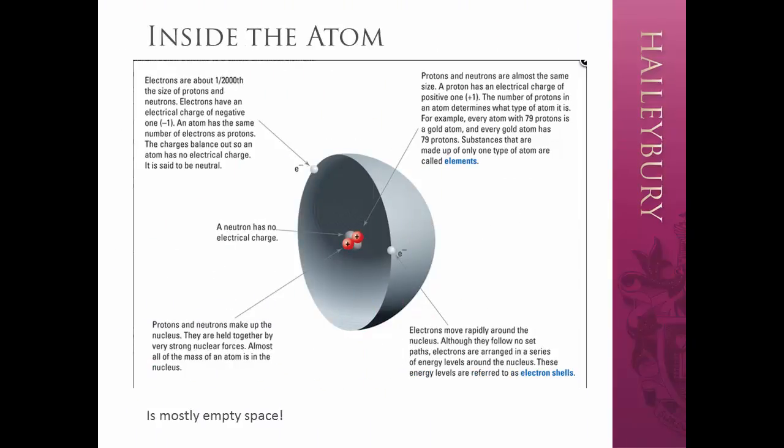This is a slightly different diagram showing exactly the same thing. In the middle, you have a nucleus made up of positively charged protons and neutrons which have no electrical charge, surrounded by a cloud of electrons. Relatively speaking, there is a huge distance between the nucleus and the electrons. Hence, most of an atom is made up of empty space.